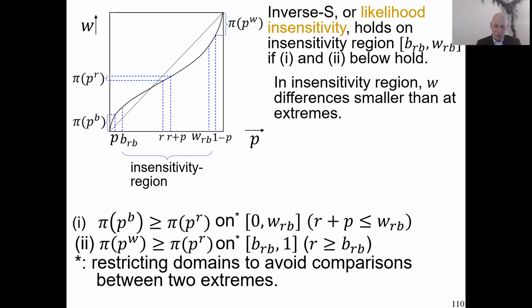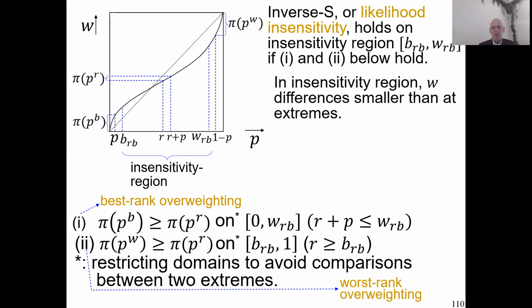I add some more terms. You need not memorize them, but it may be convenient to have them available. The first inequality, I refer to it sometimes as best rank overweighting. The second inequality is worst rank overweighting. Further, sometimes I call that left region the best rank region, and the right I call the worst rank region. So those are a few more terms that we will sometimes use.